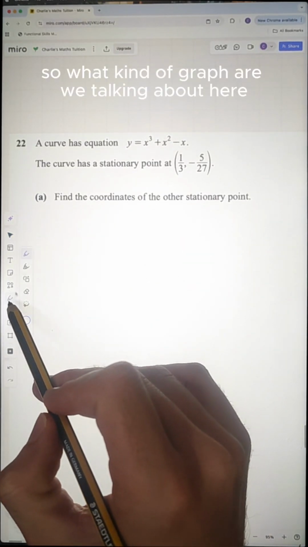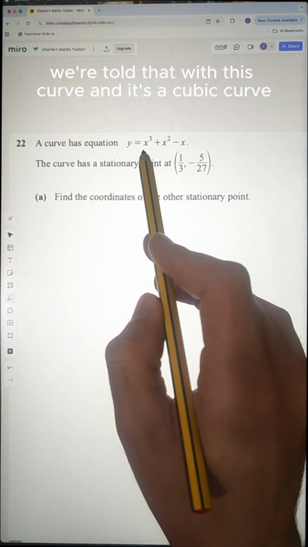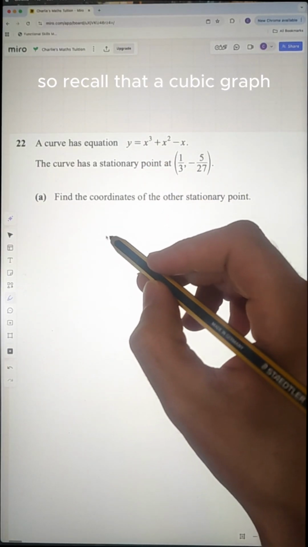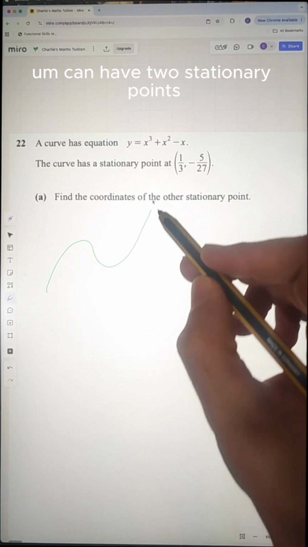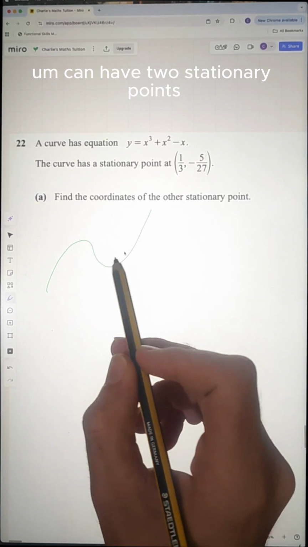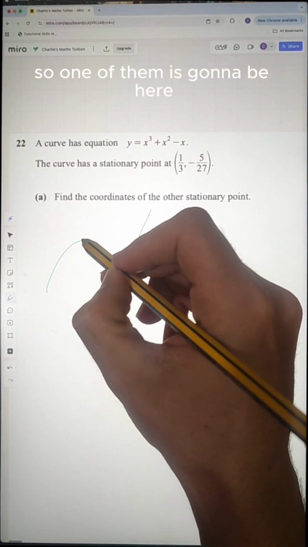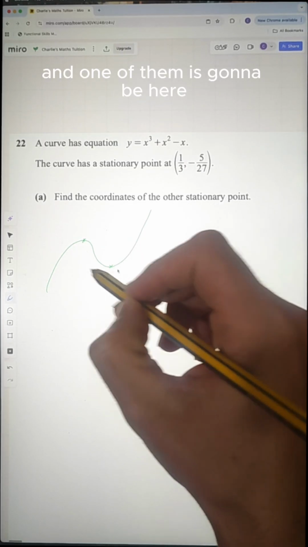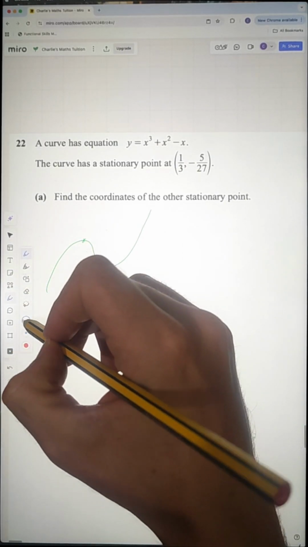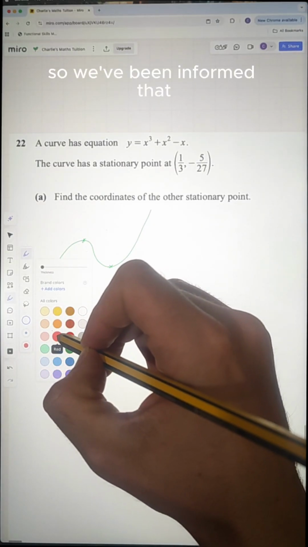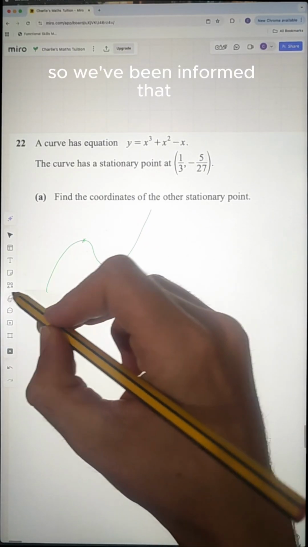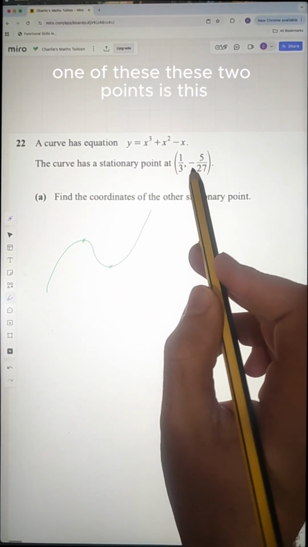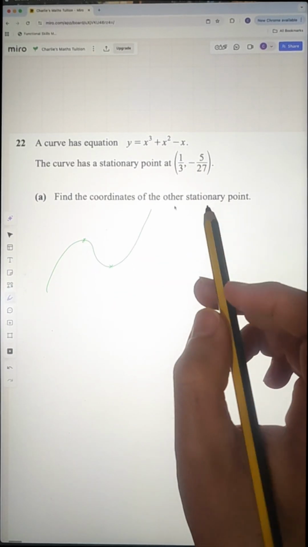So what kind of graph are we talking about here? Well, we're told that this curve is a cubic curve. So recall that a cubic graph can have two stationary points. One of them is going to be here, that's the maximum point, and one of them is going to be here, that's going to be the minimum point. So we've been informed that one of these two points is this. I'm going to find the other one.